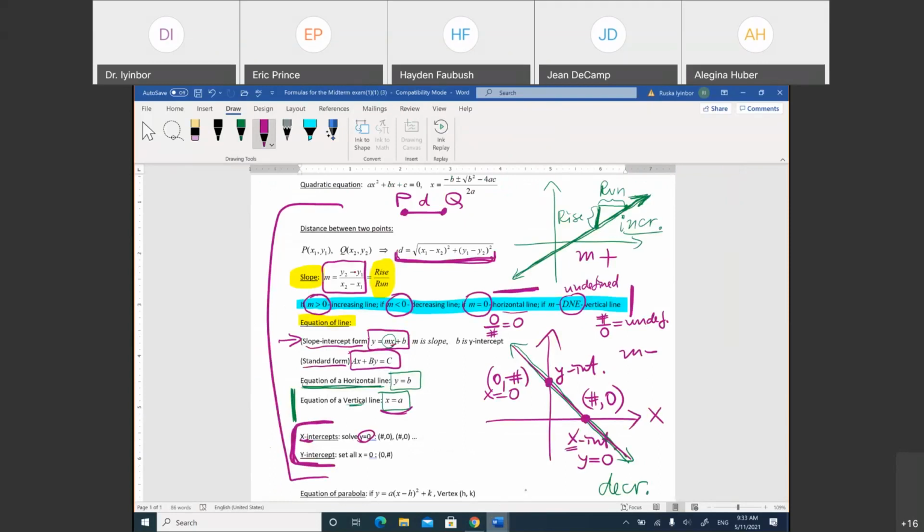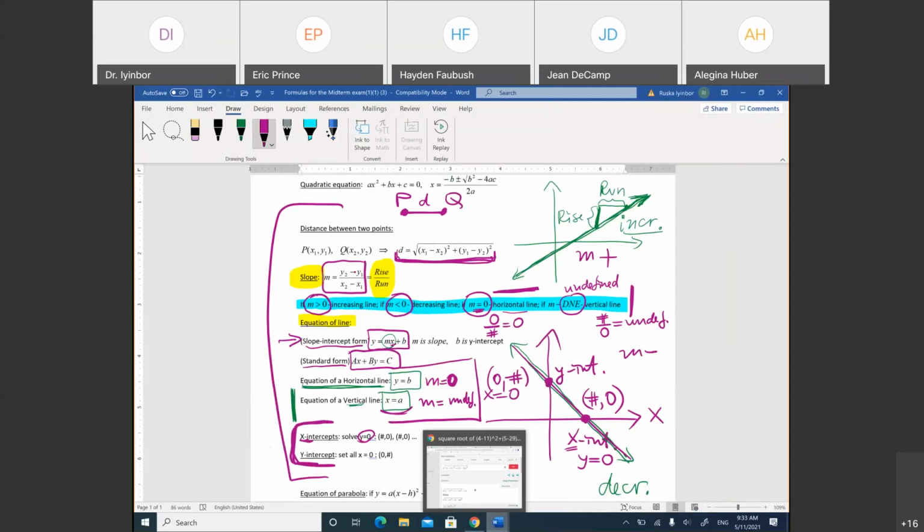If it's horizontal, what is the slope? 0, right? Yes. And if it's vertical, what is the slope? Undefined, right? Yes, ma'am. Okay, so let's see what we have.